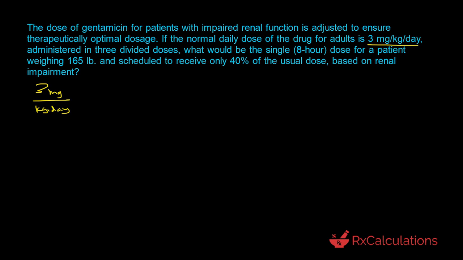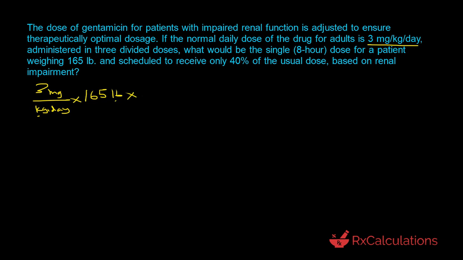And then we want to basically end up with quantity in milligrams. So we need to get rid of the kilograms from the denominator and the day from the denominator as well. And so let's start off with dealing with the weight component. The patient actually weighs 165 pounds. So we need to find the dose for this particular weight. But you will notice that we have 2 different units of weight. We have pounds in the numerator and kilograms in the denominator. So we need to go ahead and convert the pounds to kilograms.